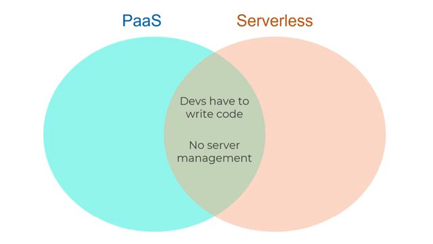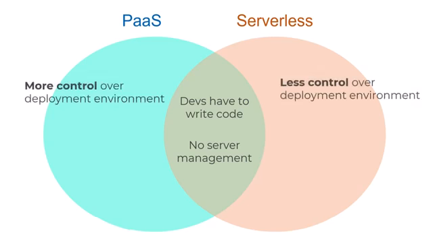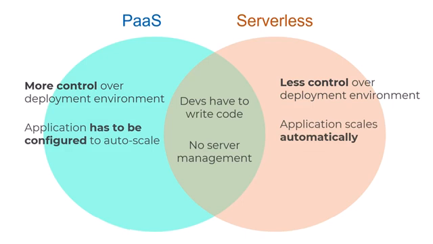Now, there are some differences, though, between PaaS and serverless. So, for example, in PaaS, we have more control over the deployment environment. If I think about hosting web applications in PaaS, we can typically pick service tiers that give us some control over scale and isolation and some of our features. On the serverless side, we have less control over the deployment environment. Now, on the PaaS side, the application has to be configured to auto-scale. We typically have to configure the scale in, scale out through whatever mechanisms the PaaS service offers.